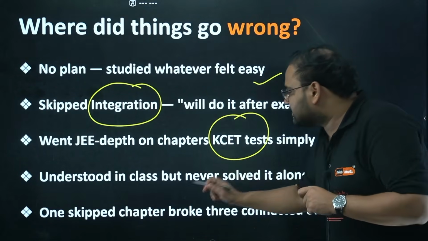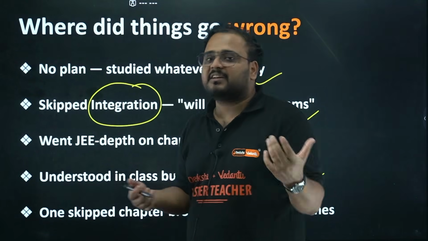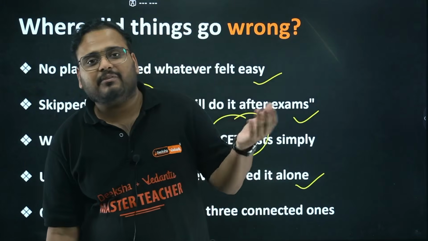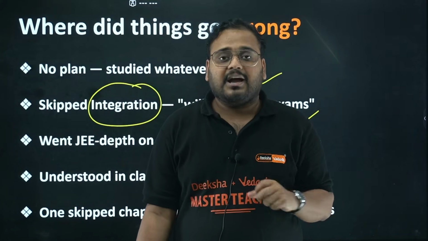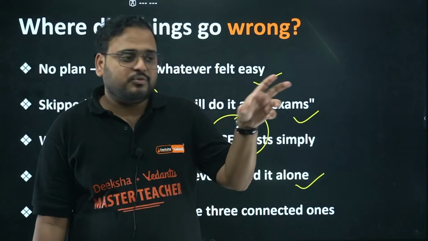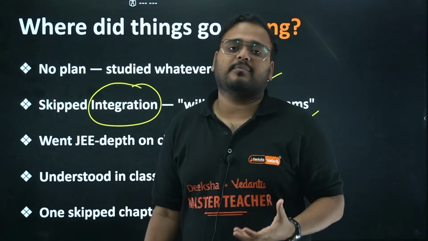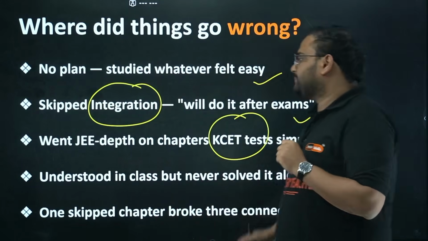Next, one skipped chapter broke 3 connected ones. Let's say I don't revise my relation and function. Then of course I will not know domain and range properly. I will not know how to find range properly. I'll forget about the graphs. I'll not revise ITF properly. This will build up to a poor performance or poor study plan in calculus, right?